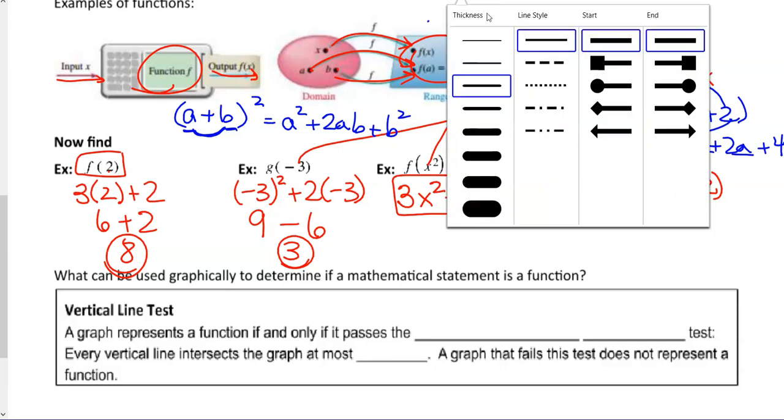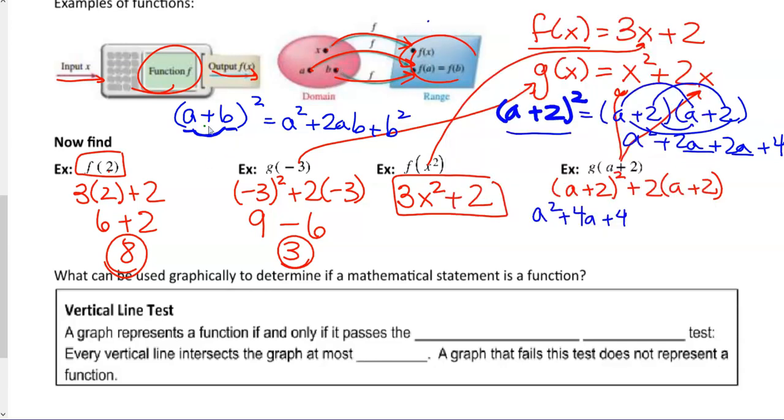Now, the only difference is if I end up having a minus here, there's only one small difference, and that is that this first sign would end up being a minus as well. So those signs match, but the pattern doesn't change. It's still square the first, multiply the 2 and double, and square the last.